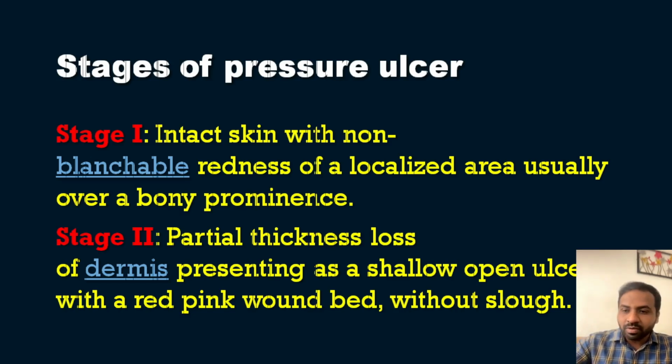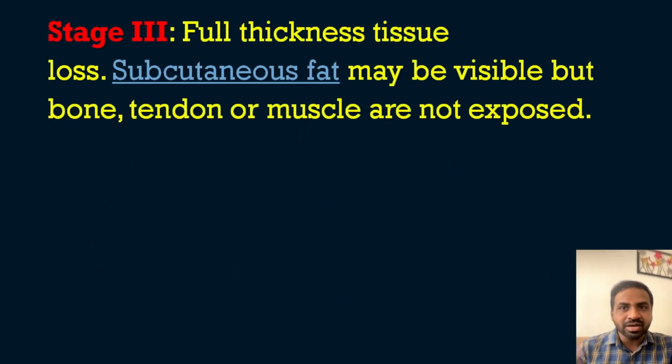Okay, now we will move on to stage 3 pressure ulcers. Stage 3 pressure ulcers are characterized by full thickness tissue loss. Partial thickness loss is the characteristic of stage 2. So full thickness tissue loss will be there in stage 3, and subcutaneous fat may be visible, but bone, tendon or muscle are not exposed. Here subcutaneous fat is visible, and there will be full thickness loss of the dermis. That is stage 3.